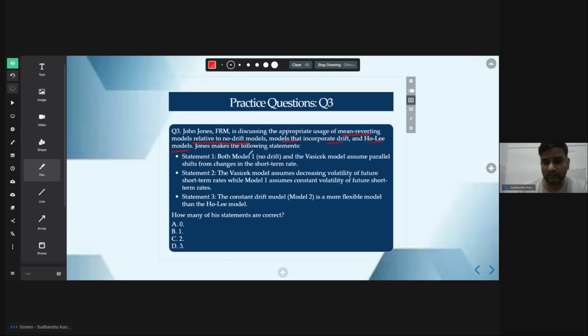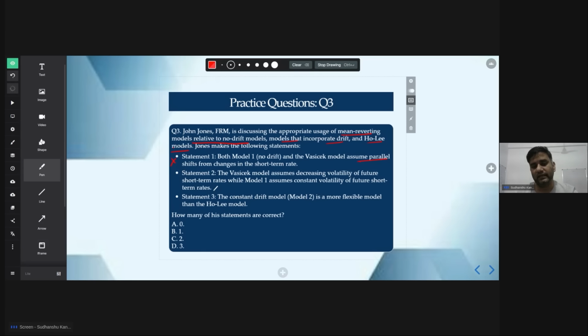So when you're discussing all kinds of models, let's evaluate each statement. Statement one says both model one, which has no drift, and the Vasicek model assume parallel shift from changes in the short term rate. Now, I don't think that's true, because model one does assume a parallel shift, all maturities move equally, but the Vasicek model allows a non-parallel yield shift because mean reversion impacts short-term rates more than long-term. So this is not correct, right?